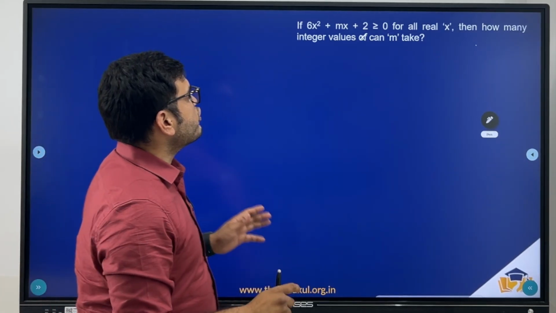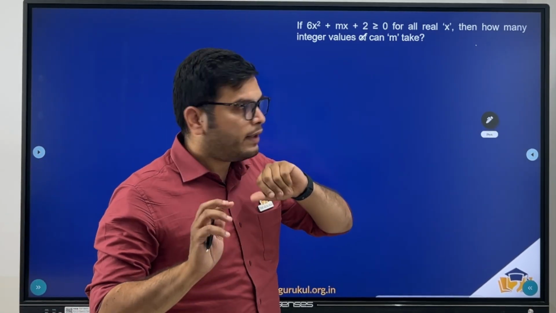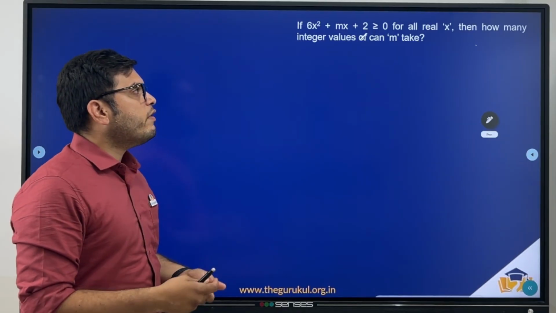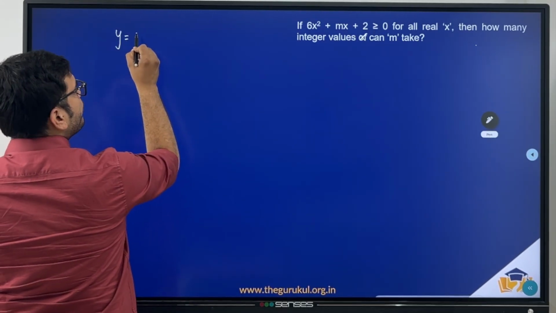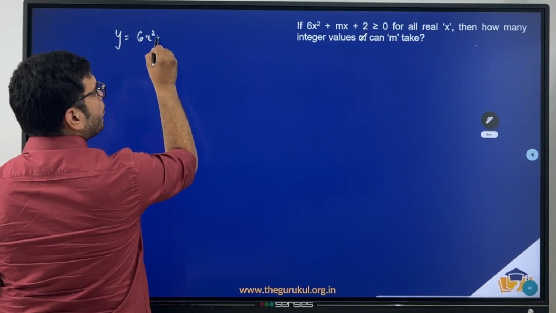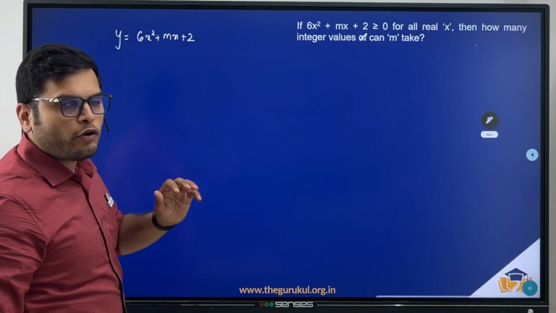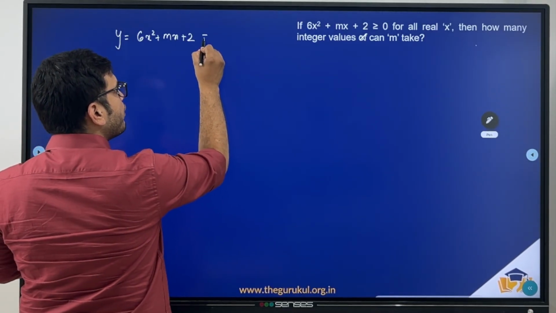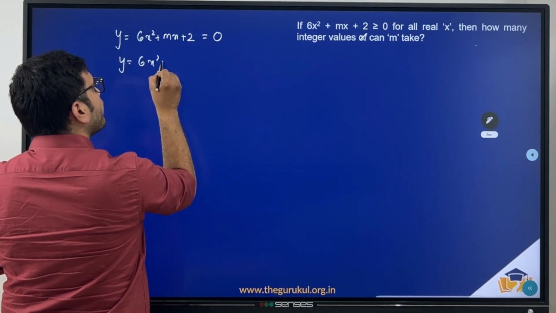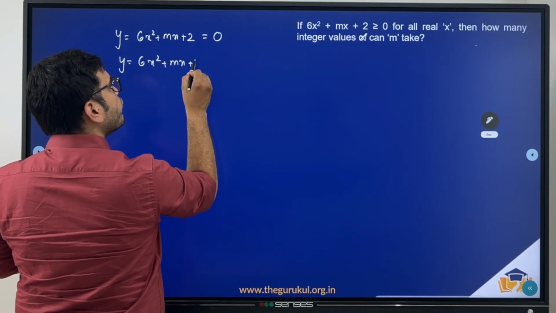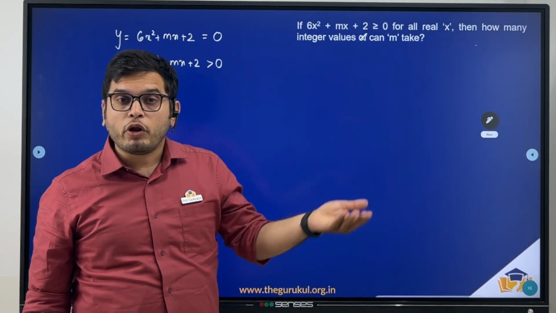Now coming to the first question. If 6x square plus mx plus 2 is greater than or equal to 0 for all real x, then how many integer values can m take? Now let me consider y is equal to 6x square plus mx plus 2. Now this should be greater than or equal to 0. So in one case, let me consider equal to 0, and in the other case 6x square plus mx plus 2 greater than 0. Right. So what do you mean by y greater than or equal to 0?